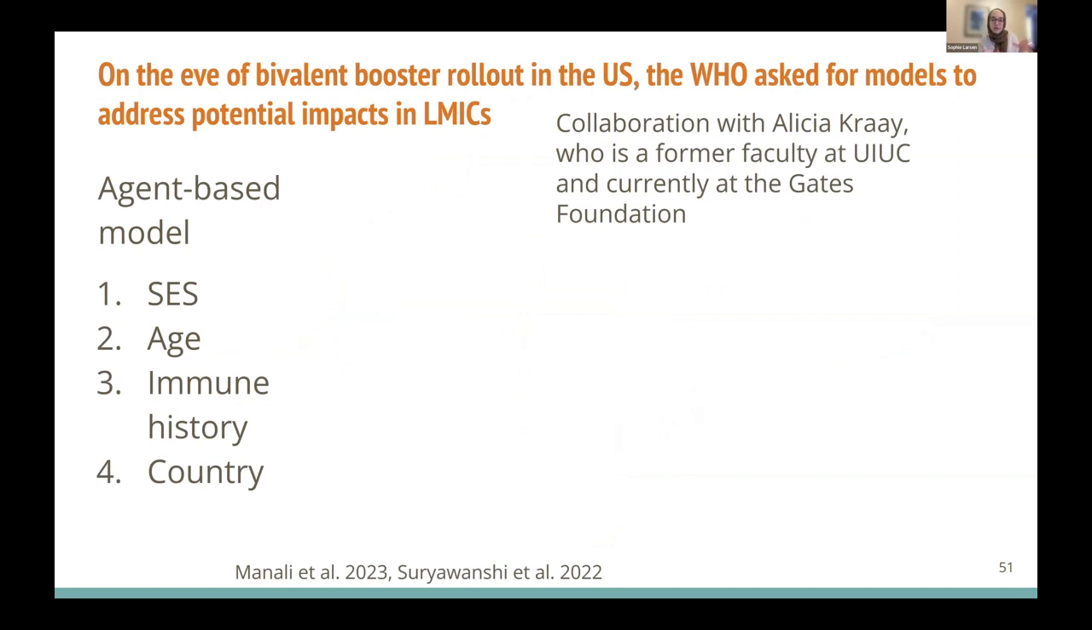So on the eve of bivalent booster rollout in the US, the WHO asked for models that could address the potential impacts in LMICs. And we really wanted to look at this question, combining socioeconomic status with exposure history and booster formulation. This was a collaboration with Alicia Cray. Formerly, she was a faculty member at UIUC, but now she's at the Gates Foundation. And we developed this agent-based model that's stratified by SES, by age, by immune history, and by country. So this thing is kind of a beast.